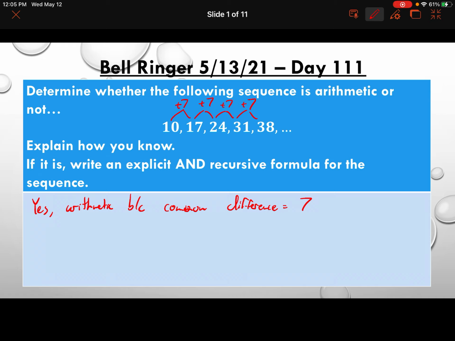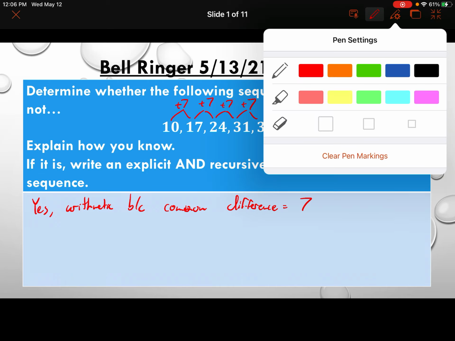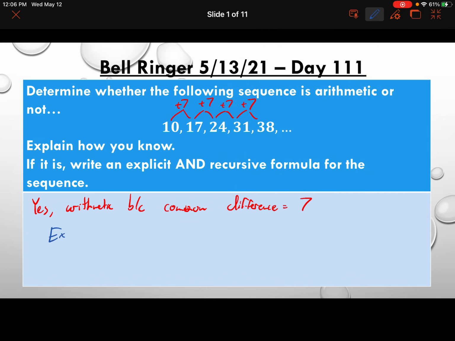And then we're tasked with writing an explicit and recursive formula. So let's do the explicit first. We talked about how to write an explicit formula for an arithmetic sequence. Remember, it has the form of a linear equation. So a sub n is equal to dn plus c. D is just your common difference, or your slope. So in this case, the common difference would be 7. And then the plus c would be your quote-unquote zero term.